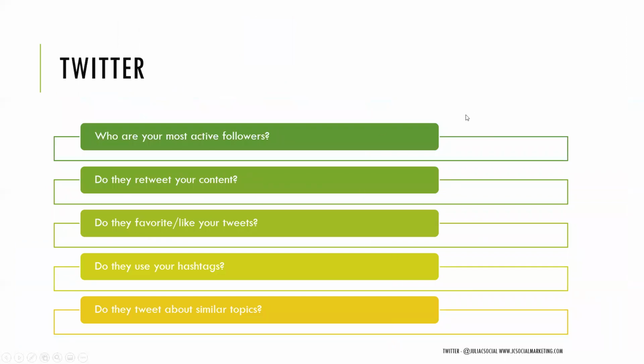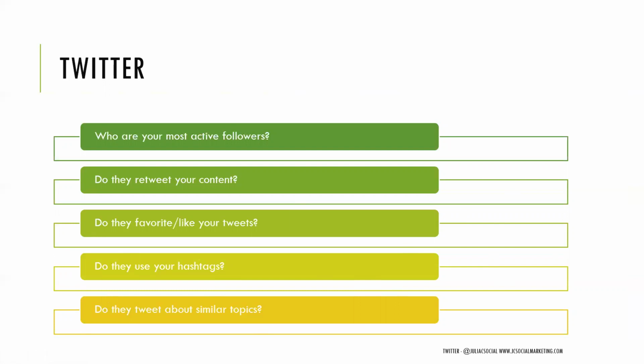If you are on Twitter, look at your most active followers on Twitter. Who retweets your content, who favorites and likes your tweets. If you have hashtags that are specific to your organization or your campaigns, who uses your hashtags? All of this is easily searchable. And then if you are not sure about your engaged community on Twitter, you can look up people tweeting about similar topics. Now, it's kind of like a shot in the dark, but sometimes it works.